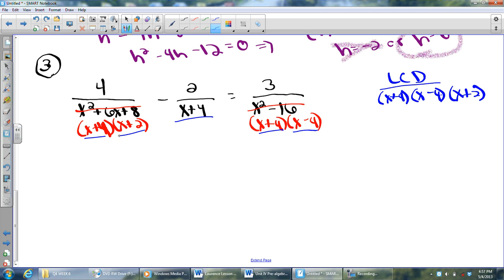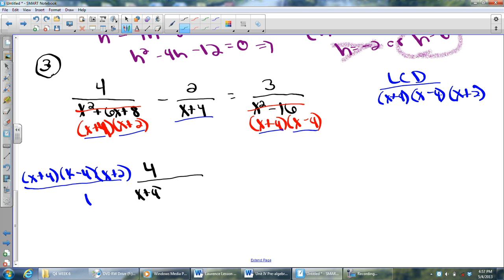So there's my LCD. I'm going to multiply all three numbers, and maybe I'll make this a little bit longer here, give myself a little room, rewrite it so that you can tell better what is going on. So I'm just writing my LCD. And that'll be over 1. And that's being multiplied by 4 over x plus 4, x plus 2.